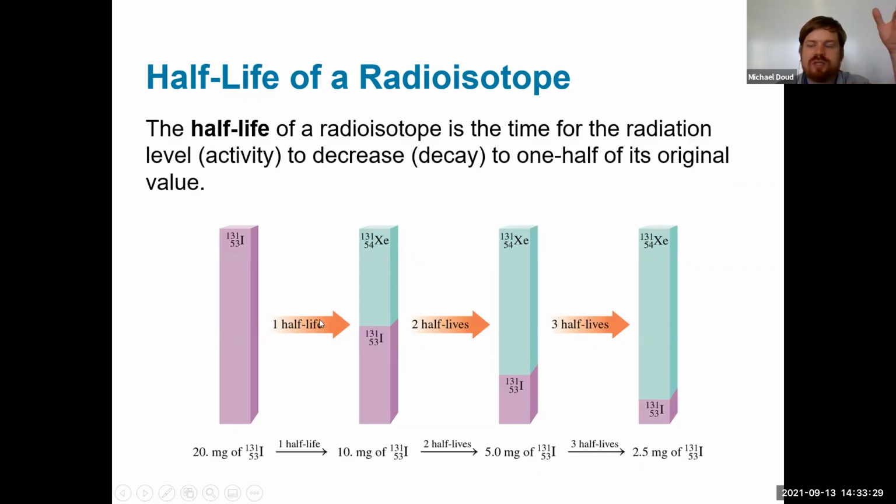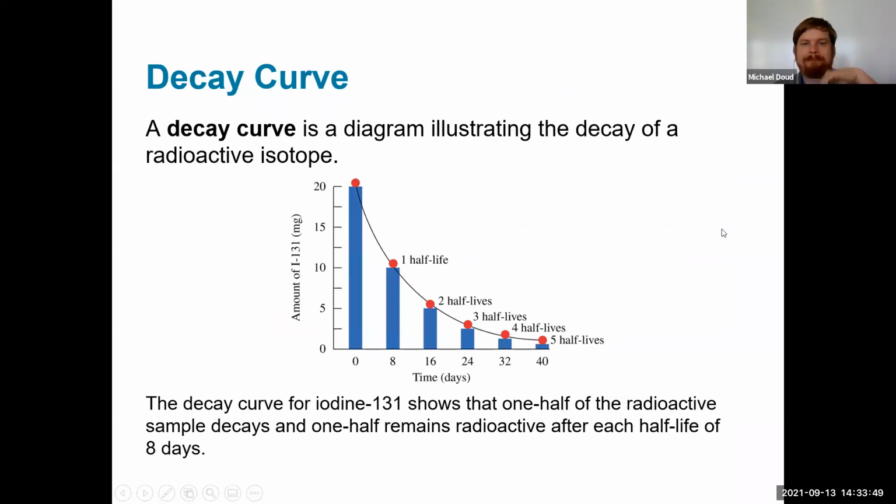So this half-life represents a certain amount of time that can be measured. And each time this time passes, you're left with half of what you started with. So you have 20, one half-life goes to 10. After a second half-life, it goes to 5. And then after a third half-life, it goes to 2.5. And this gives you an idea of the decay curve here.